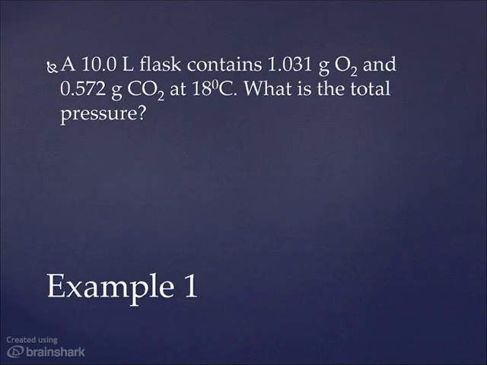Alright, so this first example you can find in your note packet underneath partial pressure. Basically, you have a 10-liter flask and it contains 1.031 grams of O2 and also 0.572 grams of CO2, and that's all at 18 degrees Celsius. And what you're trying to do is figure out the total pressure.